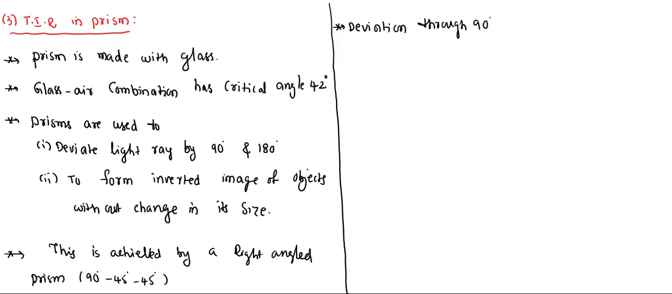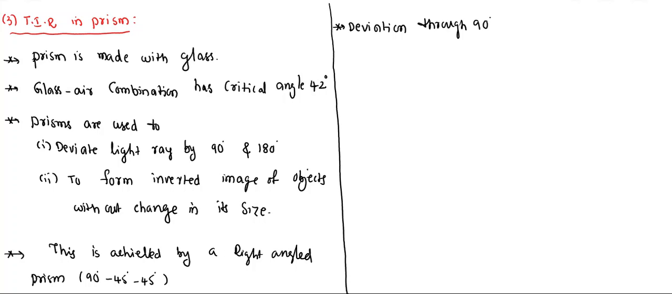Now I am going to explain the third application of total internal reflection, how total internal reflection occurs in the prism and how it is useful for us. You see here I give some points below the heading of total internal reflection in the prism. The first point I gave is that the prism is made with glass. Generally the prism is made with glass. The glass-air interface has a critical angle of 42 degrees.